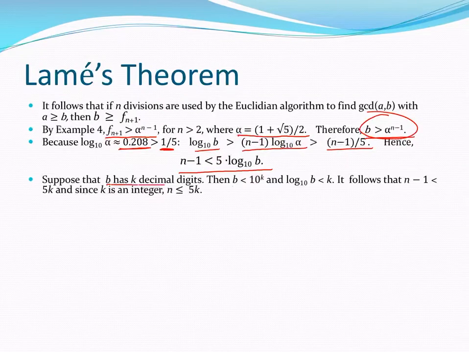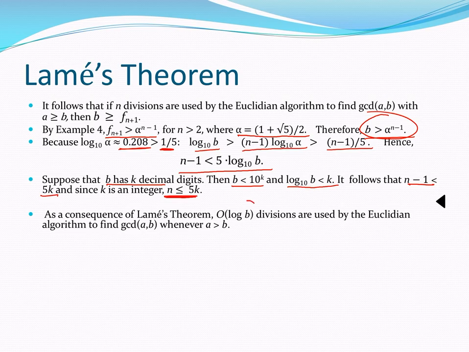Now if b is k decimal digits, then b is less than 10 to the k. That means log 10 b is less than k. So I will substitute that and say that n minus 1 is less than 5k, which is 5 times the number of decimal digits of b. And since n is an integer, we can drop the n minus 1 and make it a non-strict inequality. N is less than or equal to 5k, and the result is proven.